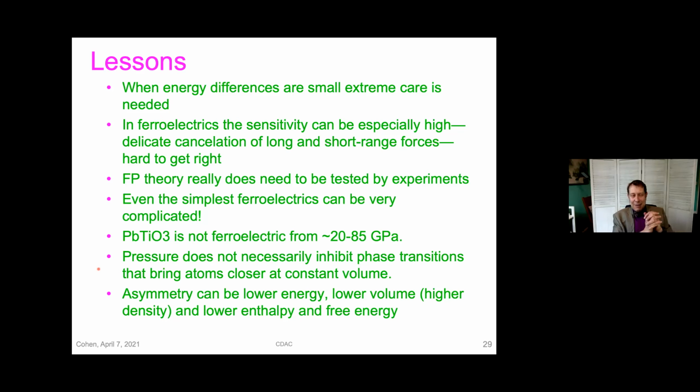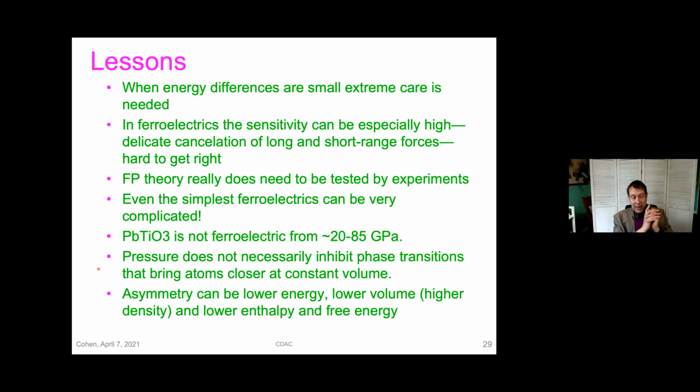that pressure doesn't necessarily inhibit phase transitions that bring atoms closer together. So you would think that a phase transition, that repulsion, you know, if everything was like a hard sphere, then things should want to stay apart, and they should want to try to find some way to stay apart within structures. But here we have systems that really distort in order to bring them closer together.